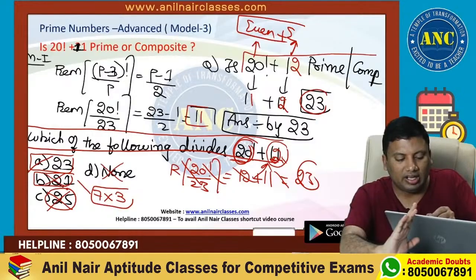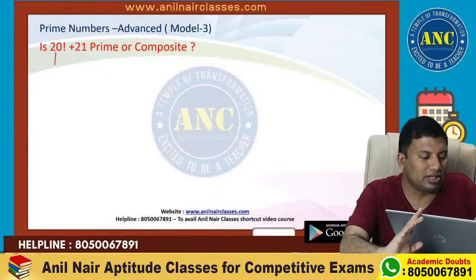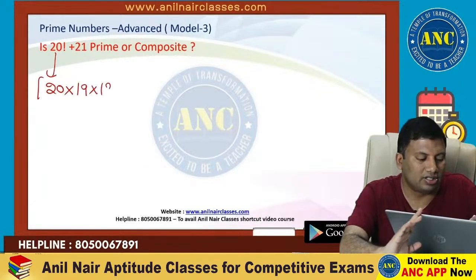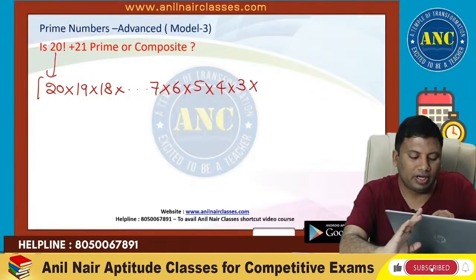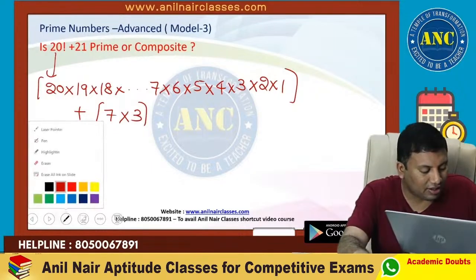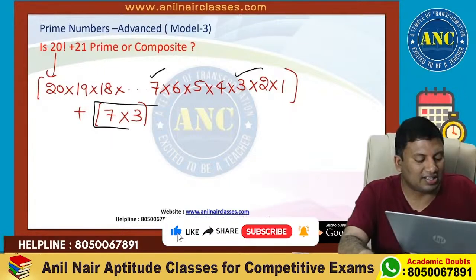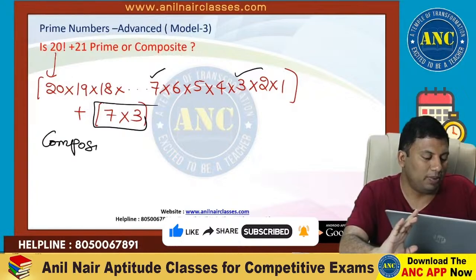Question is 20 factorial plus 21. In case you want to use Wilson's theorem, you can use it. Otherwise, 20 factorial is 20 into 19 into 18 and so on up to 7 into 6 into 5 into 4 into 3 into 2 into 1, plus 21, which is 7 into 3. In 20 factorial, 7 is already present, 3 is already present. 21 also has 7 and 3. So it is composite.